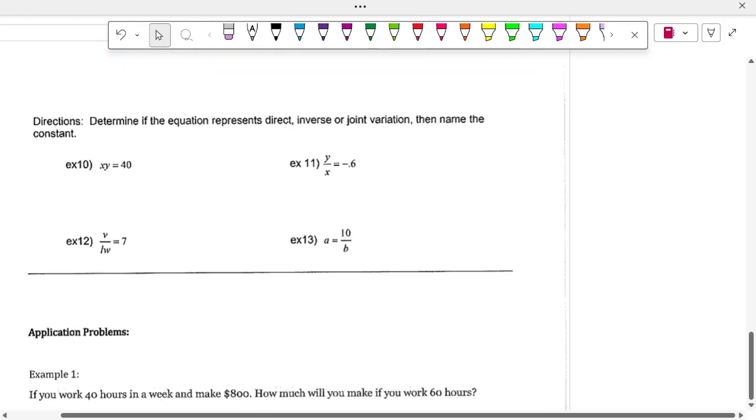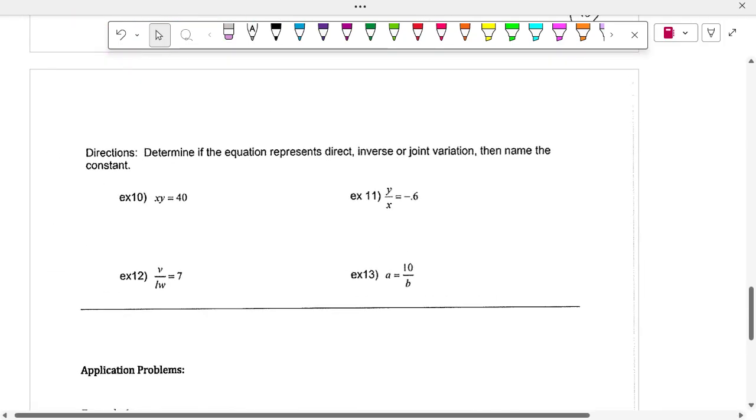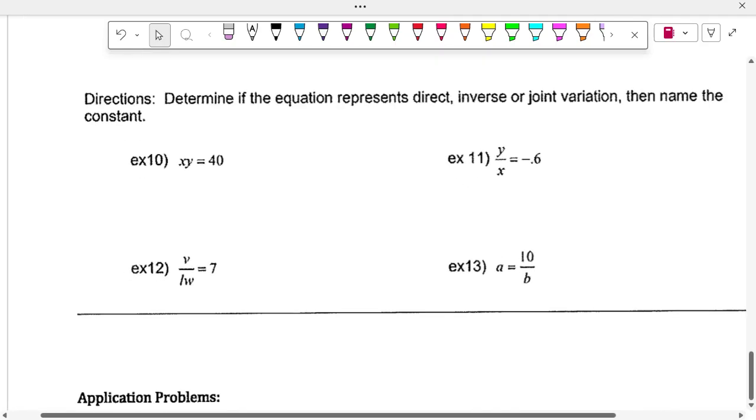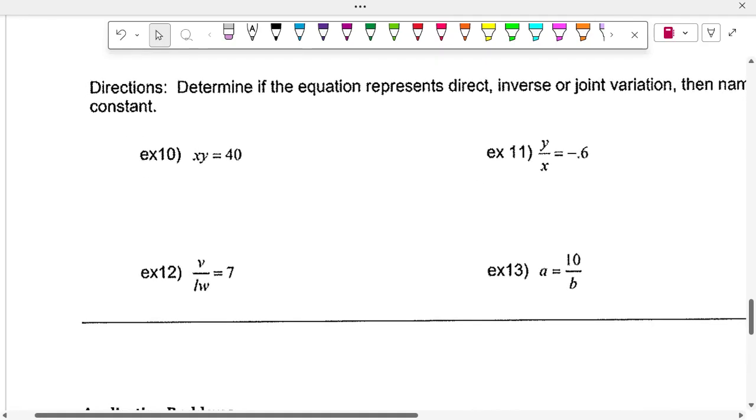So let's see if you can determine whether they're direct, inverse, or joint by looking at the function. So xy is equal to 40. Would that be direct, inverse, or joint? Inverse. I knew inverse, I just forgot the word. Because 40 would be your k.